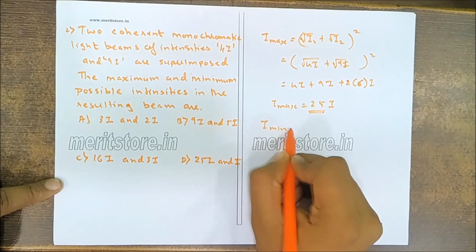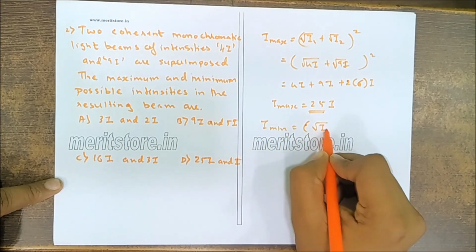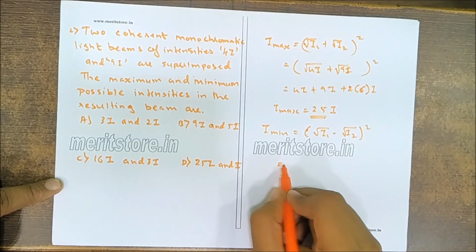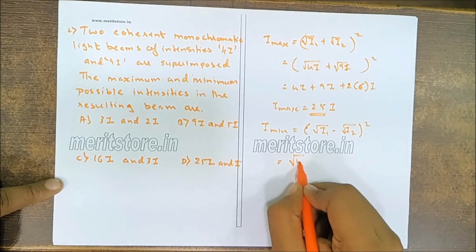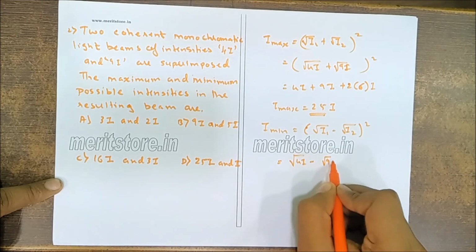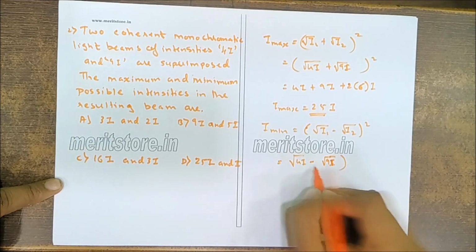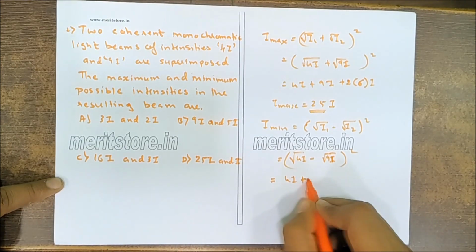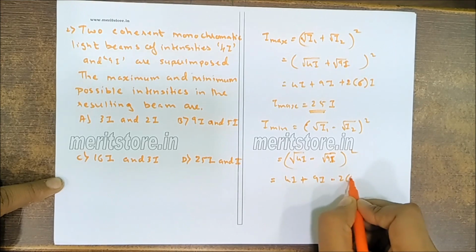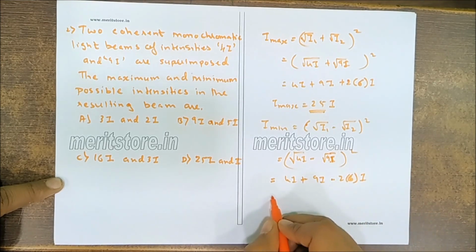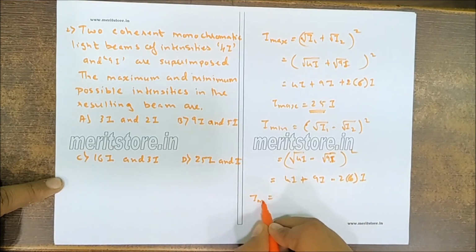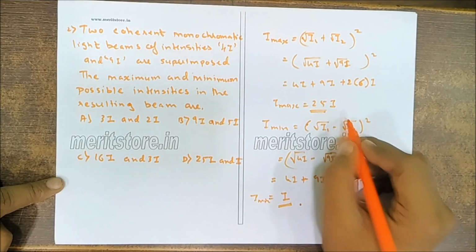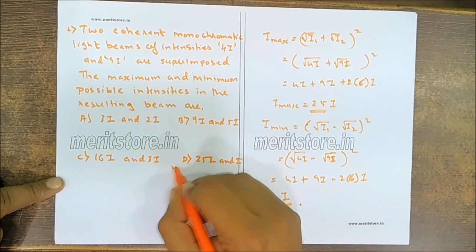Similarly, I minimum is equal to under root of I1 minus under root of I2 the whole square. So this is equal to under root of 4I minus under root of 9I the whole square. So this is 4I plus 9I minus 2 into 6I. So this is I minimum is equal to I. So 25I and I combination is D.